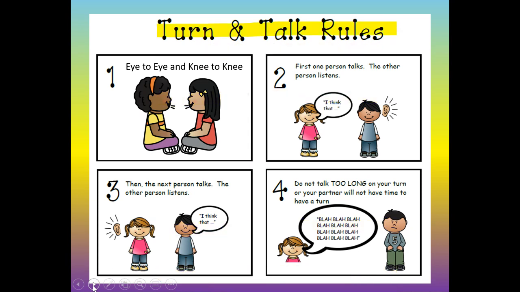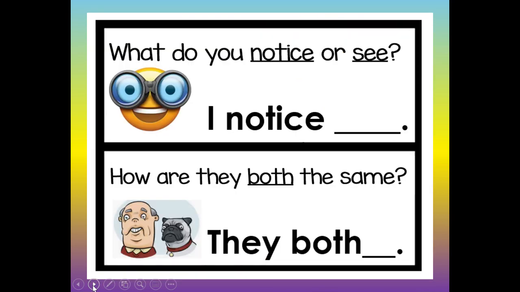So let's go over our turn and talk rules. Number 1, eye to eye and knee to knee. If you have a partner at home, you are always facing the partner when you're talking and listening. Number 2, first one person talks, then the other person listens. 3, then the next person talks, the other person listens. But do not talk too long on your turn or your partner will not have time to have a turn.